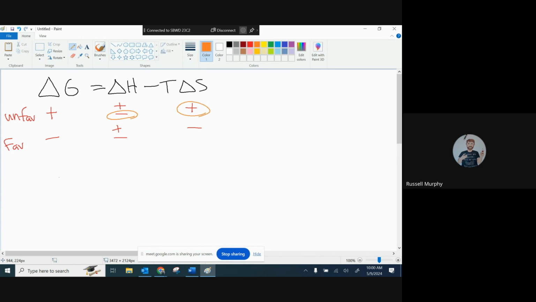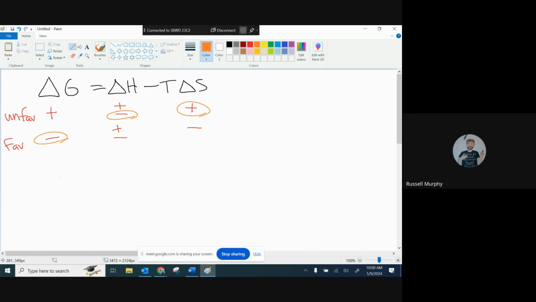when would delta G be negative? All the time. All of the times. It doesn't matter what the temperature is, right? Because you have negative minus some temperature times a positive, negative times a positive, all answers are going to equal negative, right? Even if somehow the temperature is absolute zero, it still ends up with a negative value and technically could occur.